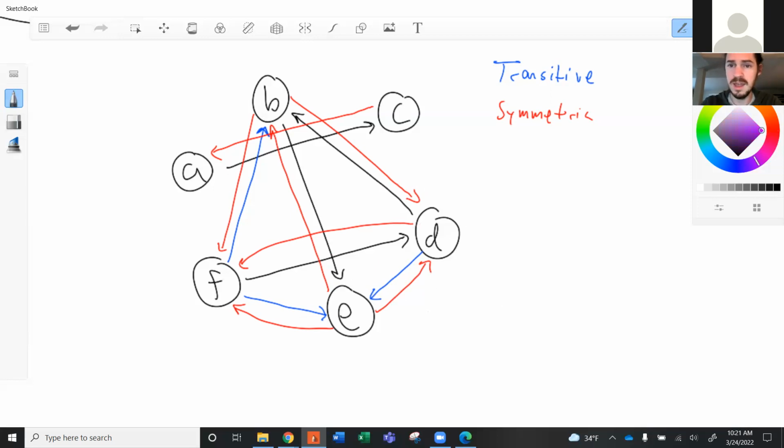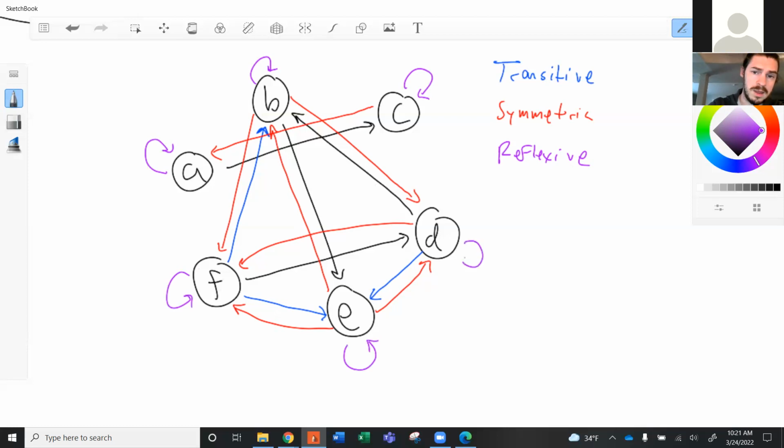And then finally, to make it satisfy reflexive, what we need to do is go around and put loops on every single element. So all the elements require loops. Okay, there we go. So now this is the equivalence class closure, you could say. We've completed the relation so that it now satisfies all of the conditions of an equivalence relation.